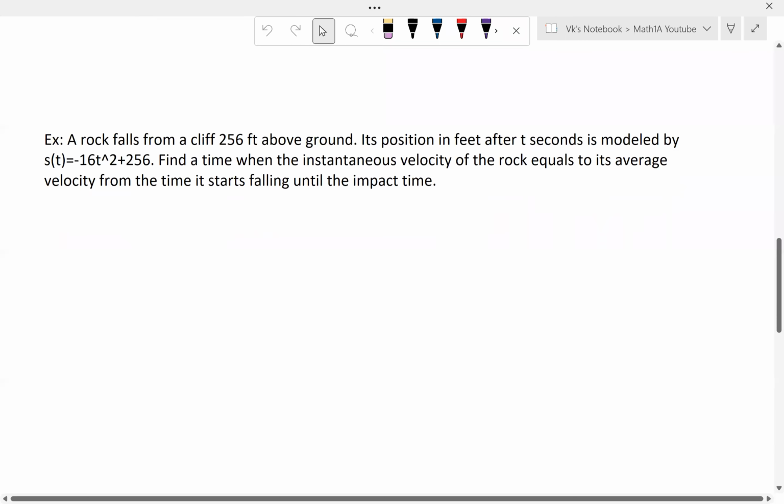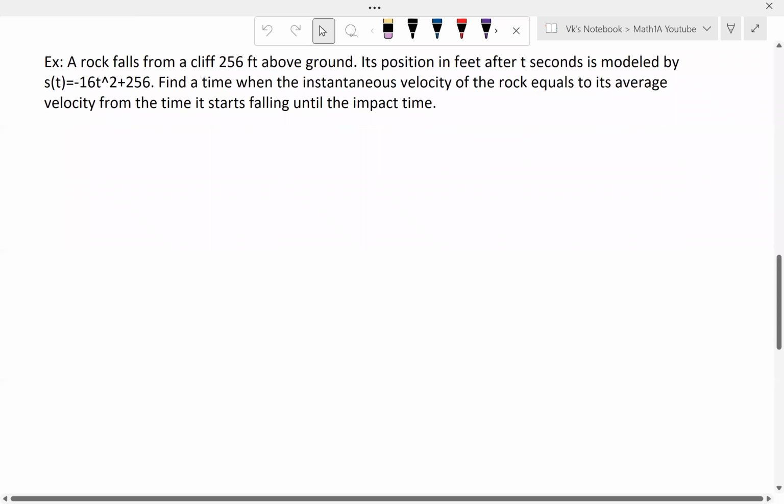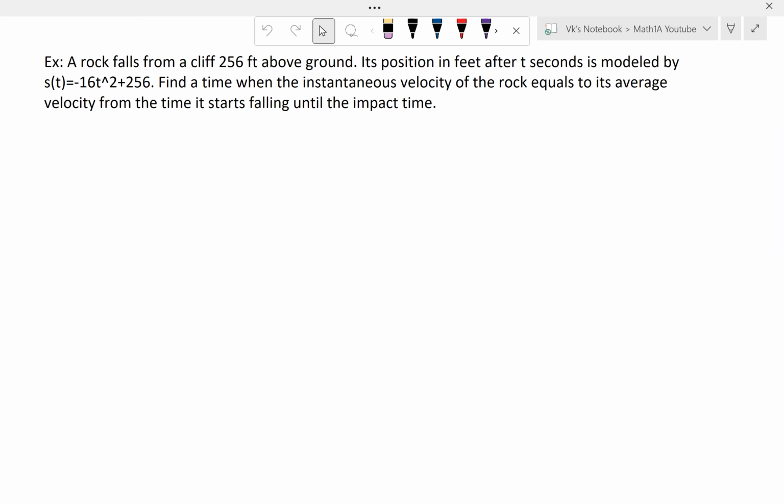Let's take a look at another example. A rock falls from a cliff 256 feet above the ground. Its position in feet after t seconds is modeled by s(t) equals -16t squared plus 256. Find a time when the instantaneous velocity of the rock equals its average velocity from the time it started falling until the impact time.